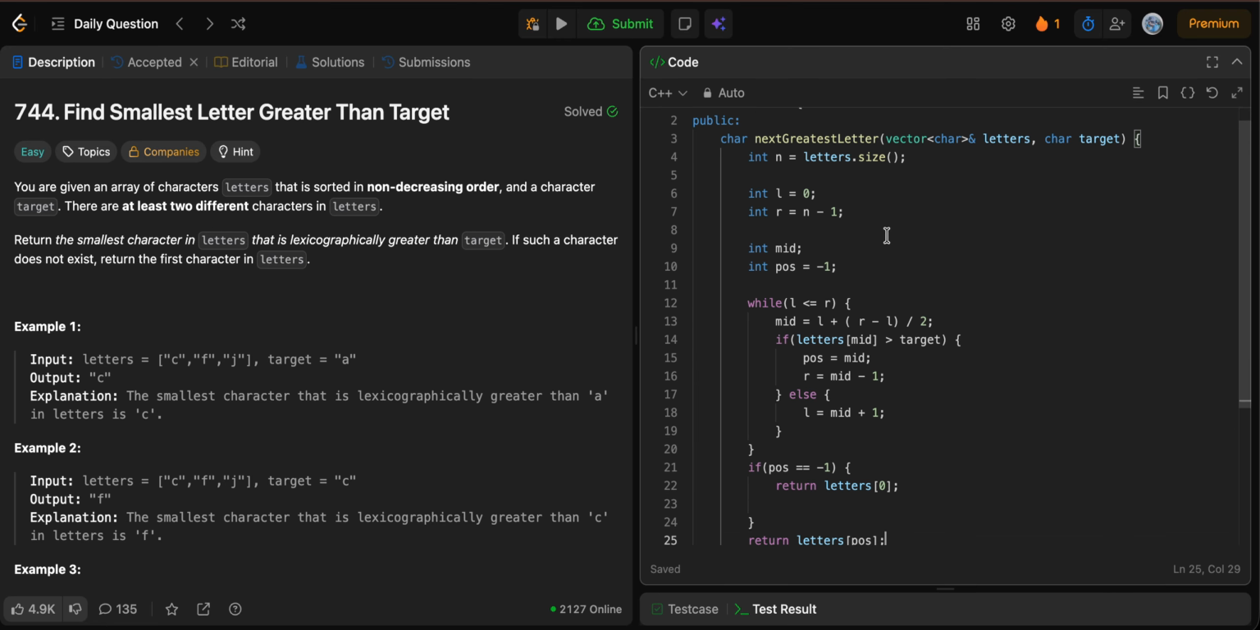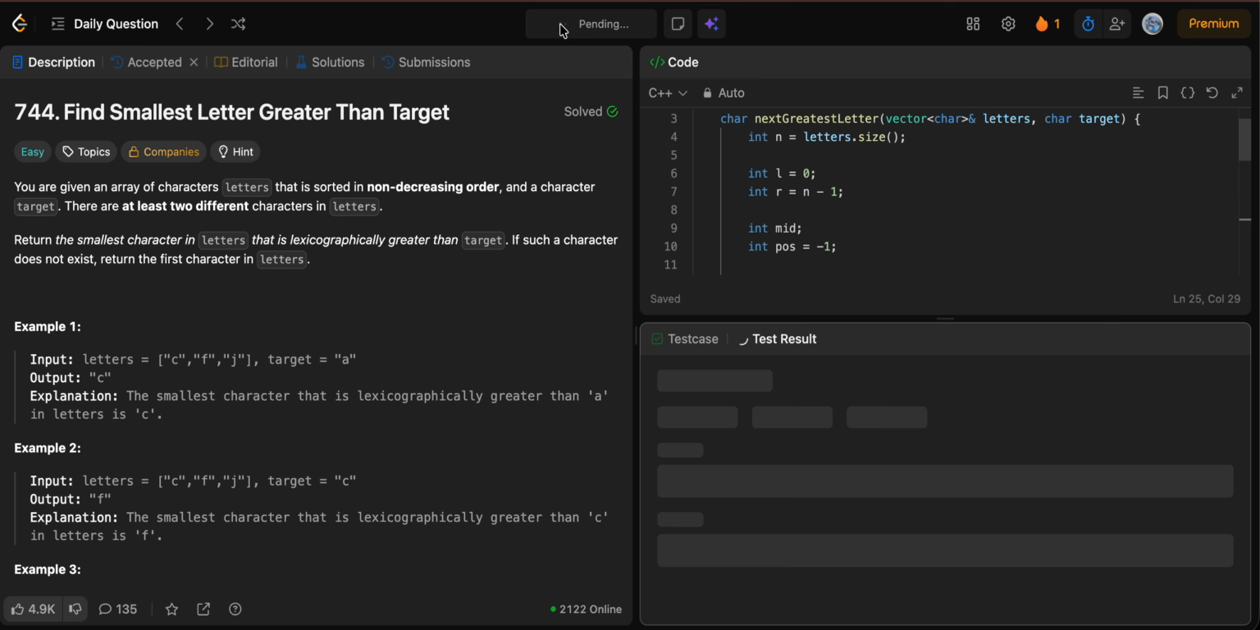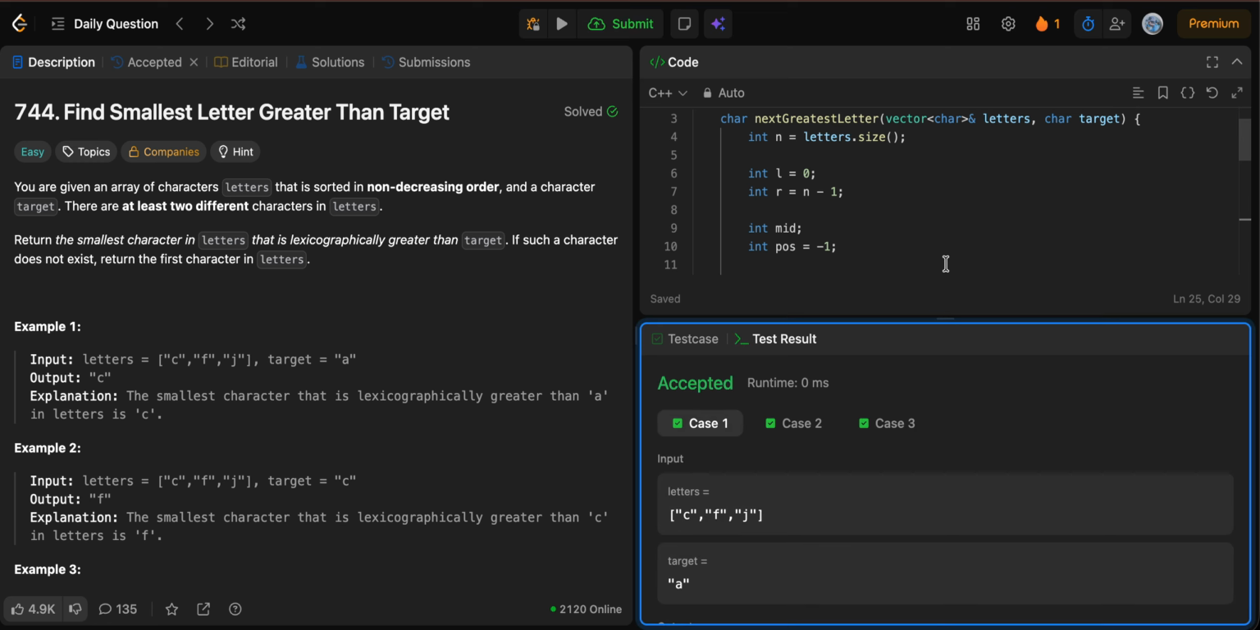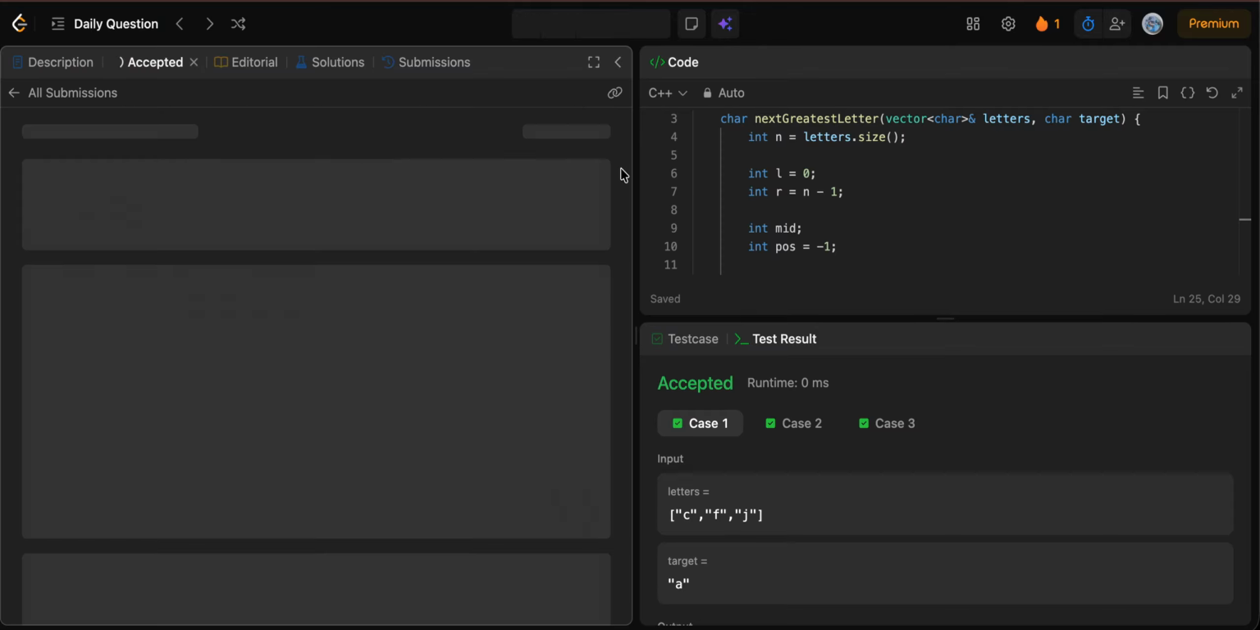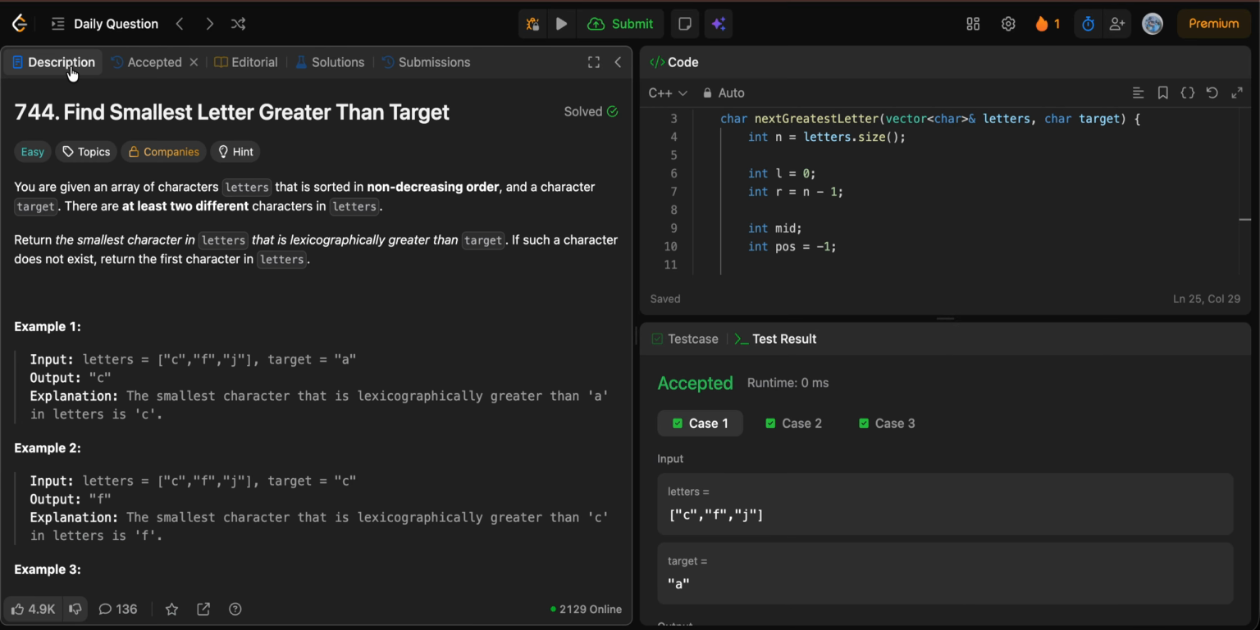So I think it will be correct. Now see whether it will run or not. Yes, it will run, and now just submit. Yes, it submitted successfully. So that means I just solved the problem with two approaches.